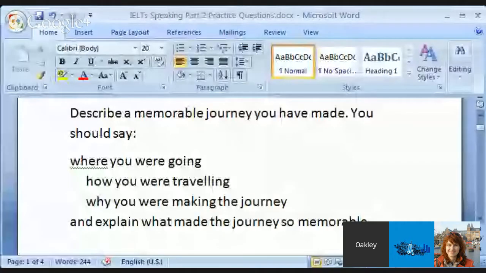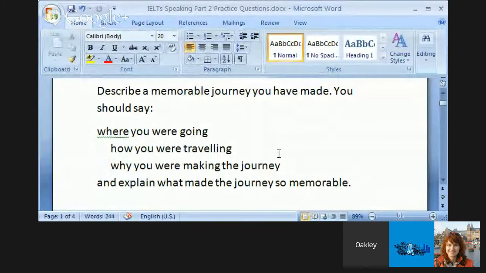I'm going to give you a minute to make notes, but so we don't have to sit here in silence for a minute, I'm going to make some additional points. So, Mustafa, you concentrate on this here. Sometimes, I'm not sure, I think maybe this has changed. They used to read you the card and then hand it to you, but now I think they just hand you the card. So here it is. Describe a memorable journey you've made. You should say where you were going, how you were traveling, why you were making the journey, and explain what made the journey so memorable.